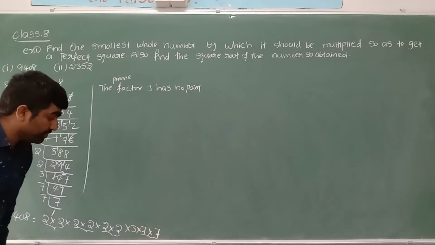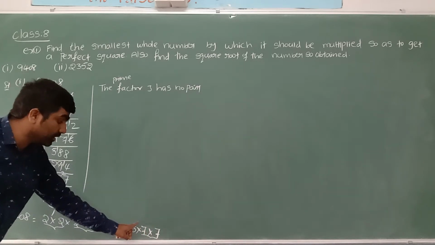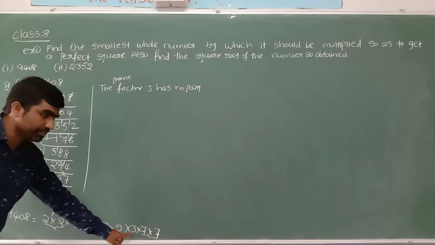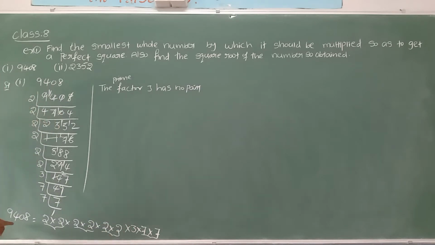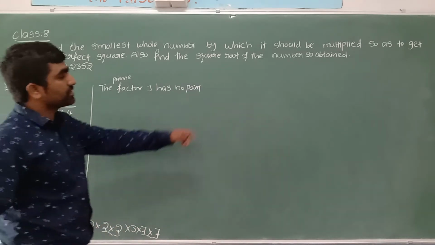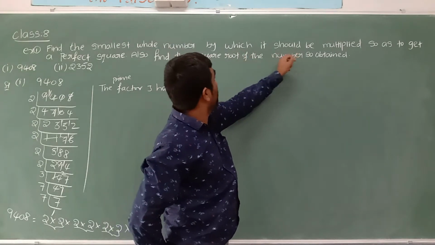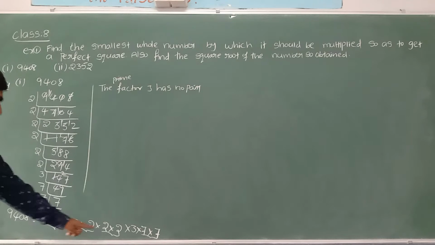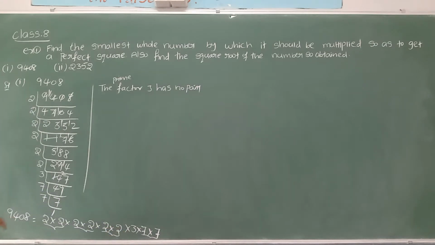Sir, why do we have to multiply with 3? To get a pair. Once I get the pair, it becomes a perfect square. Once it is a perfect square, then we can find its square root. So 3 has no pair, so we need to multiply by 3 to get a perfect square. They are asking by what number we can multiply. Yes, we can multiply by 3.